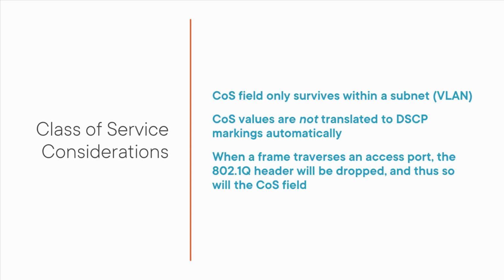Now, because layer 2 frames never leave a subnet intact, the CoS field will not have any effect on inter-subnet traffic. No translation occurs between the CoS field and DSCP markings. The two are completely unrelated. However, it is possible to manually map CoS values to DSCP values. Also, because the CoS field is stored in the 802.1q header, it will only survive on trunk links. Once a frame traverses an access port, that 802.1q header is going to get dropped and the CoS field along with it.